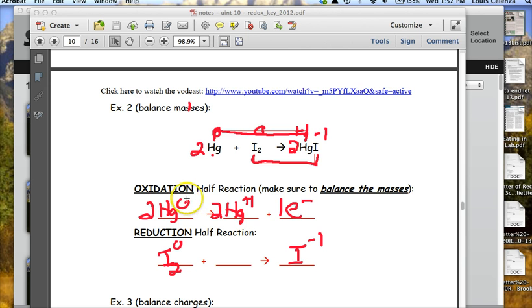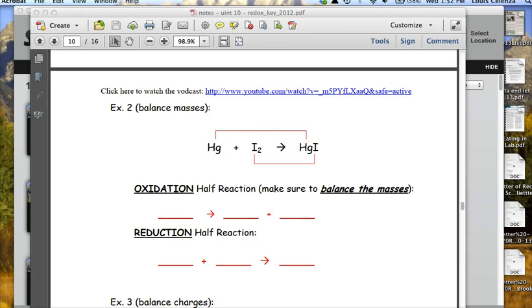Since each mercury goes from a 0 to a +1, that's 1 electron. But there's 2 mercuries. So the total is 2 electrons, not 1. And also, now that you put a 2 here, that would be a 2 here. So this would also be 2 electrons. Now, do they always end up as both being 2 electrons? Nope, just a coincidence. Okay, let's try the next one.